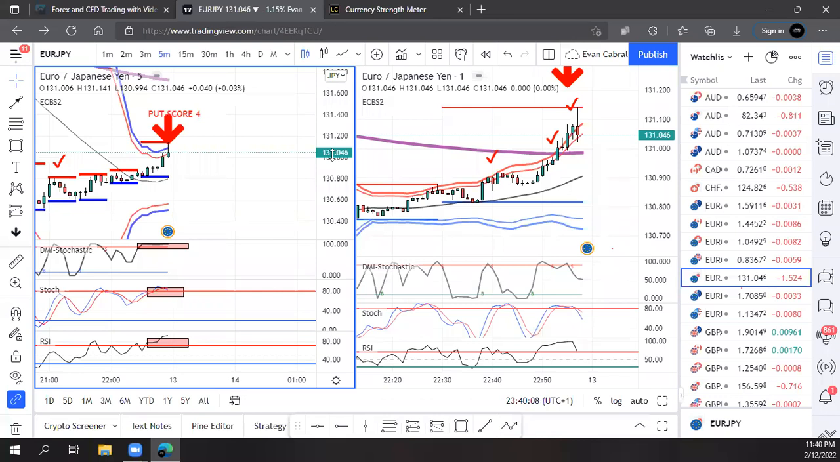If the currency strength meter says I should buy, quite all right. Everything I should be looking for is what? Buys, right? If the currency strength meter says I should buy, I should be counting what? Blues, right? The market should be at blue support. The DMI stochastic should be at what? Blue. RSI should be at blue. Stochastic should be at blue. If I don't see them at blue, guess what? I am not taking the trade.